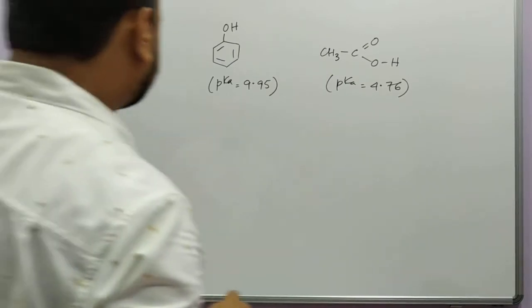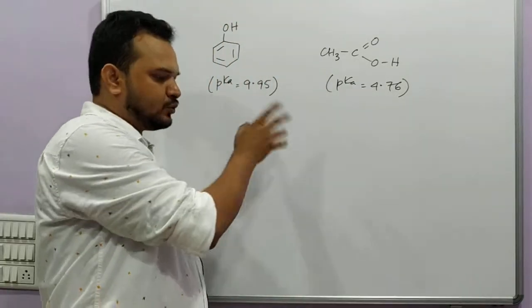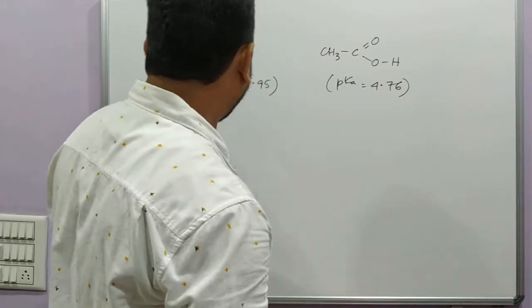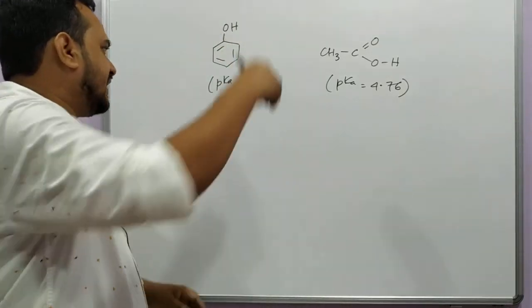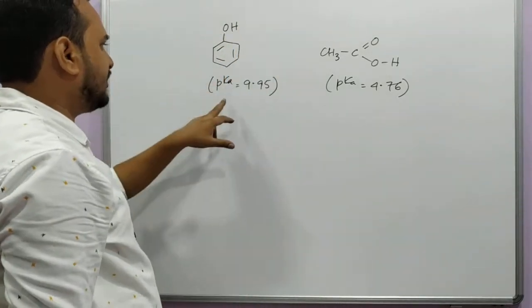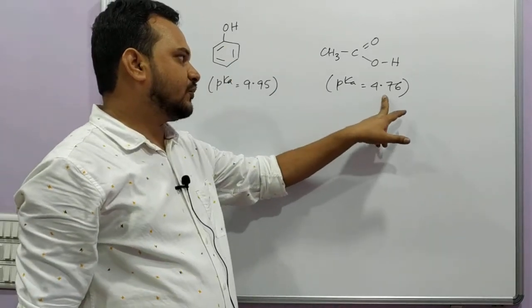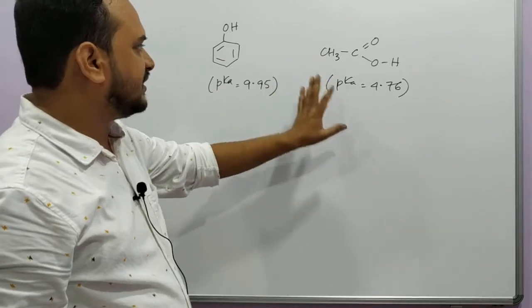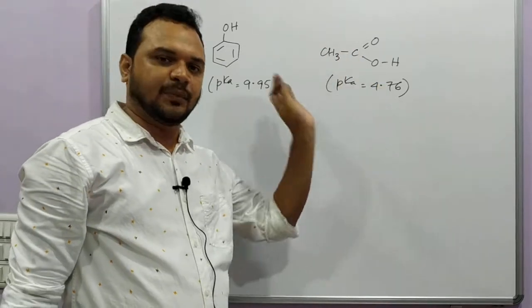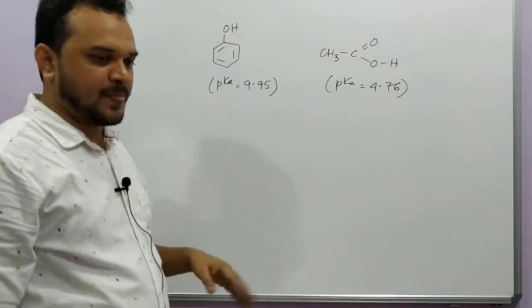Now in this example we are comparing two different classes of compounds. One is the phenol system, another is the carboxylic acid system. Phenol's experimentally obtained pKa value is 9.95, whereas for acetic acid it is 4.76. So experimentally it is clear that acetic acid is a much stronger acid than phenol. Now how can we explain it?